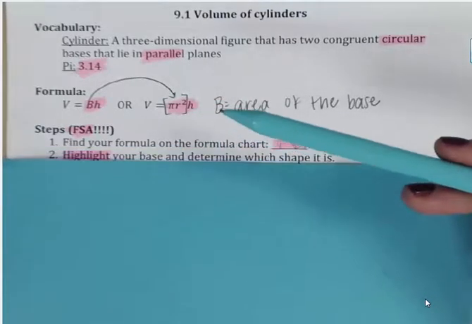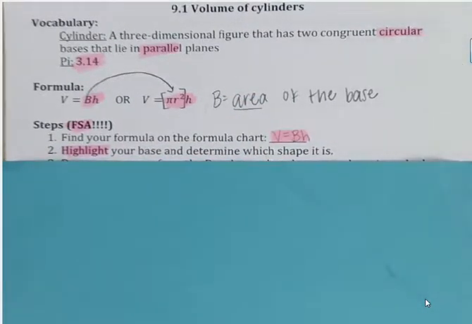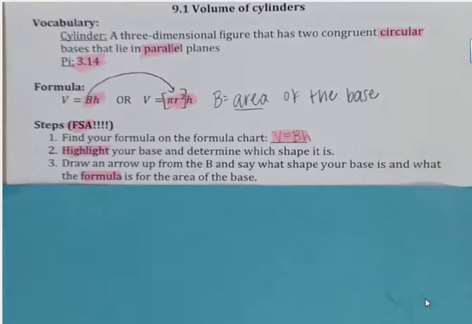The next step is on the picture. If there's not a picture, you need to draw yourself a picture. You need to highlight your base and determine what shape it is. Then you're going to draw an arrow up from the B and say what shape your base is and what the formula is for the area of the base. I know this doesn't make a lot of sense right now, but it will make sense when I show you an example. And after I show you the example, that's what you should do on all the examples.